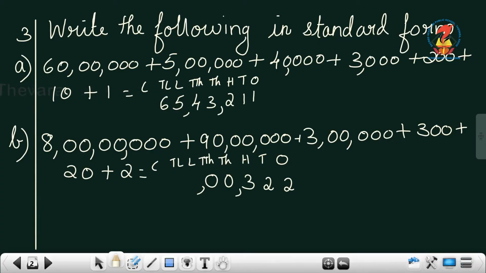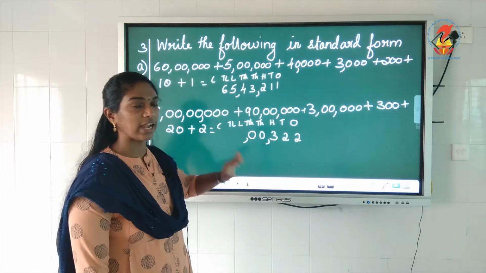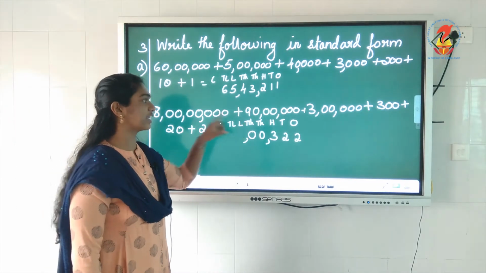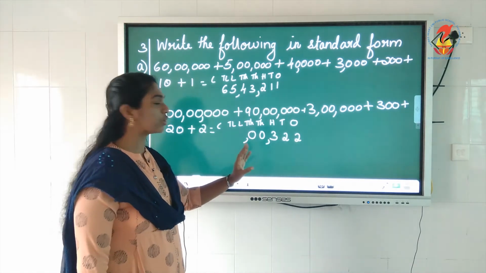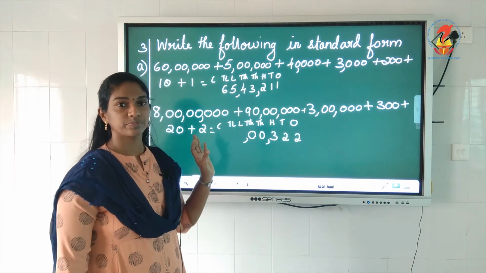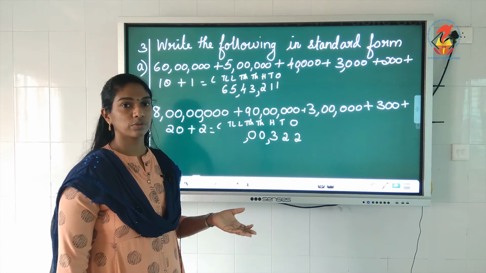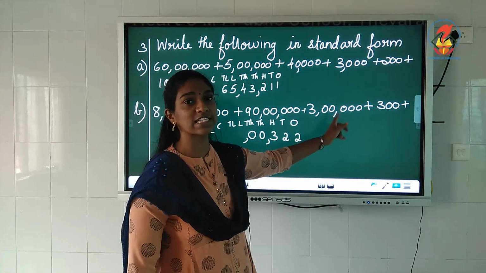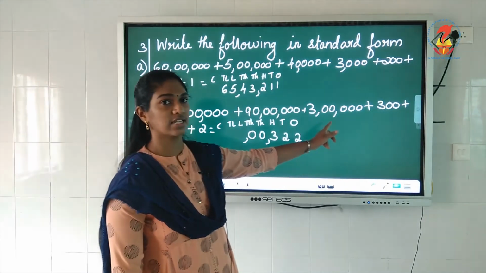This is why I asked you to write the places on top, so that you don't miss any place. If you don't write like this and keep, immediately what you will do is, after writing this 3, you will put this 3 in the front. Where you go wrong. This 3 cannot come over here. This 3 is coming in the lakhs place because it is 3 lakhs. Understood?